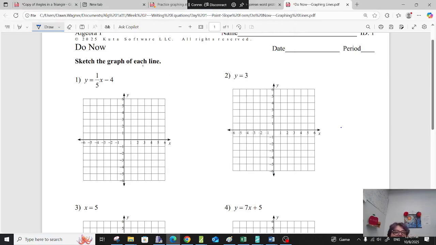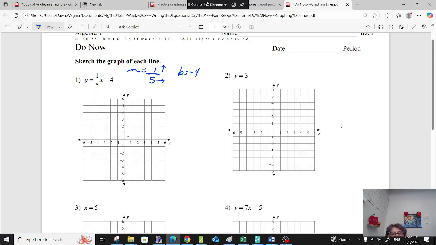Pre-algebra. What is the slope? What's slope? 1 over 5. And I'm going to go up because it's positive and over to the right because it's positive, correct? Yes. And then b is what? -4. Who would like to walk me through the steps on how to graph this? Anybody? Oh, go ahead, RJ.